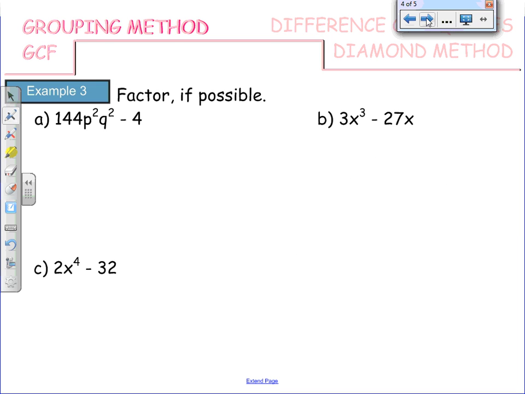Factor if possible. Let's do the first one. What's the square root of the first term? Not divided by 2. Square root of the first term. 12pq. What's the second term? Plus 2, negative 2. Perfect.